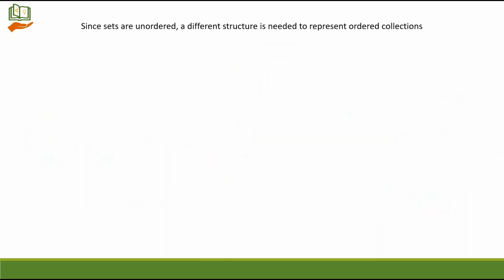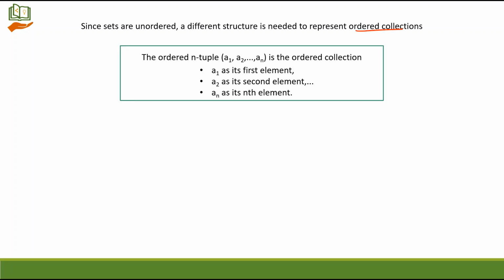We have another concept here. Since sets are unordered, it means you don't have any specific order stating this is the first element or this is the last element. We have a different structure that is needed to represent an ordered collection: the ordered n-tuple. When you represent a set of elements using these brackets, it is called a tuple. The ordered n-tuple (A1, A2, ..., An) is the ordered collection. Here A1 is the first element, A2 is the second element and An is the nth element.